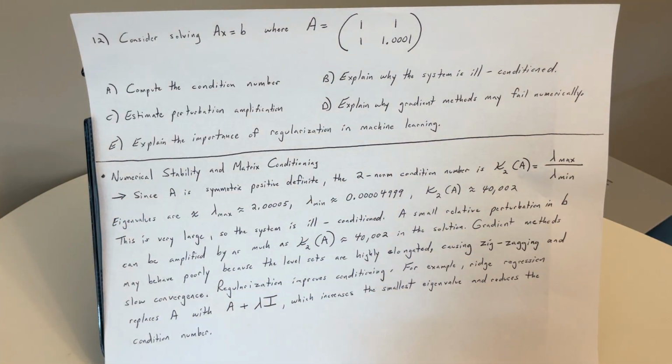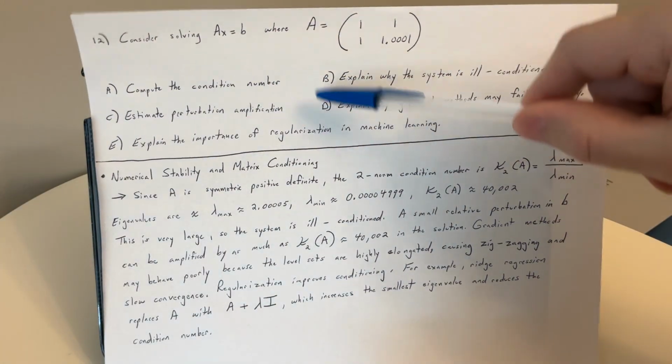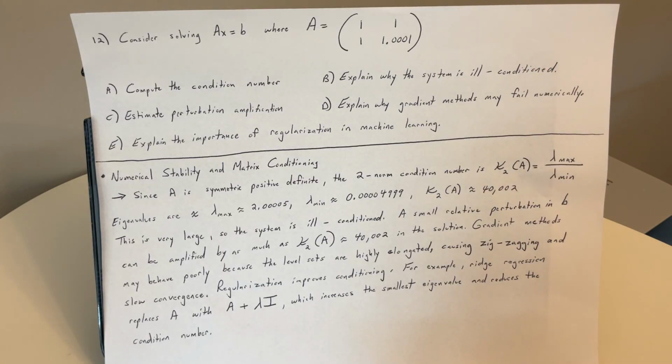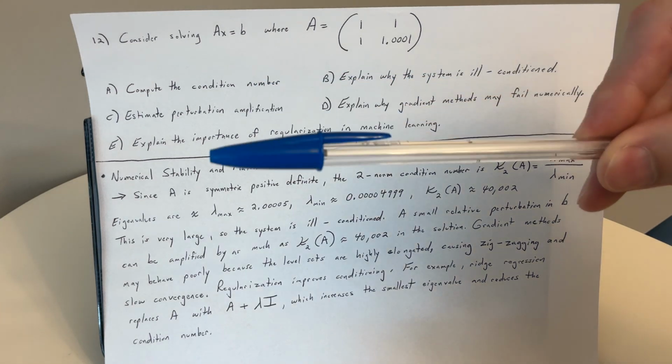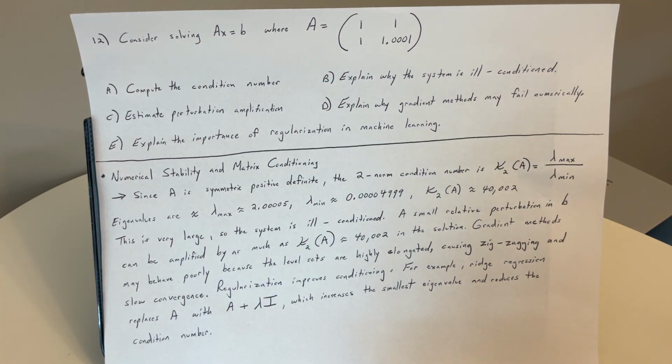All right, and number 12 here. So 12, consider solving Ax equals b, where A equals first row 1, 1, second row 1, 1.001. Part A, compute the condition number. Part B, explain why the system is ill-conditioned. Part C, estimate perturbation amplification. Part D, explain why gradient methods may fail numerically. And Part E, explain the importance of regularization in machine learning. Okay, so an overview of this: numerical stability and matrix conditioning.